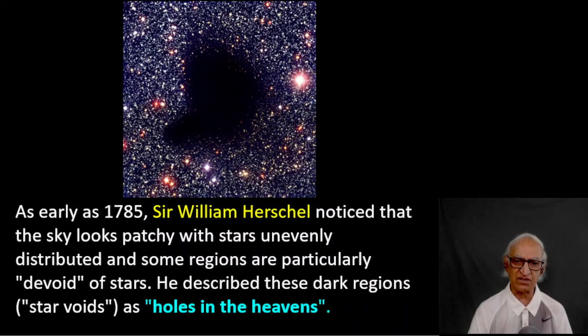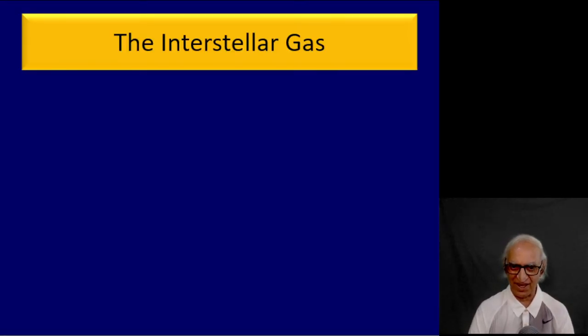As early as 1785, Sir William Herschel noticed that the sky looks patchy, with stars unevenly distributed, as you see in the slide here. And some regions are particularly devoid of stars. Sir William Herschel described these dark regions as holes in the heavens. There are no stars there, you can see through them.